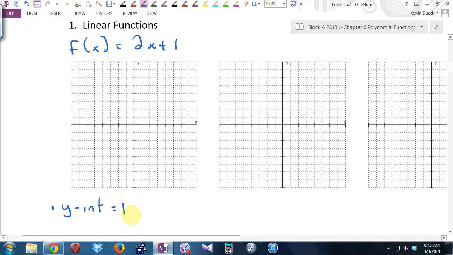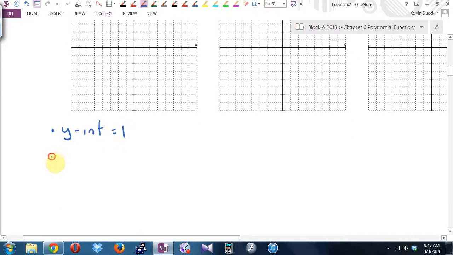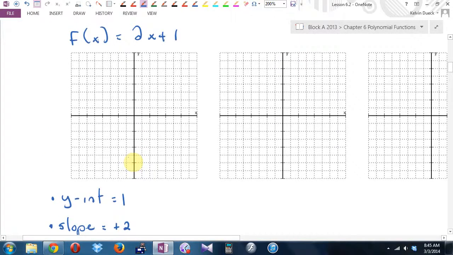What's the y-intercept here, Justin? 1. Thank you. Good recovery. Hey, what else can I tell from here? Well, I can probably tell you the slope. What's the slope here? Positive or negative? If we were to graph it, we would say, okay, starts here, goes up 2 over 1, up 2 over 1.